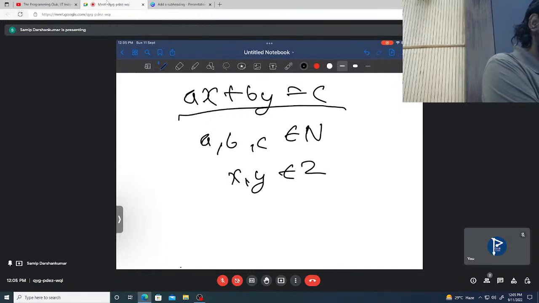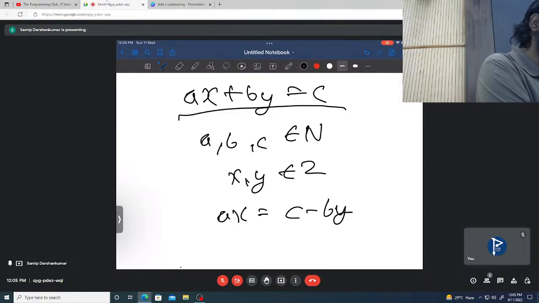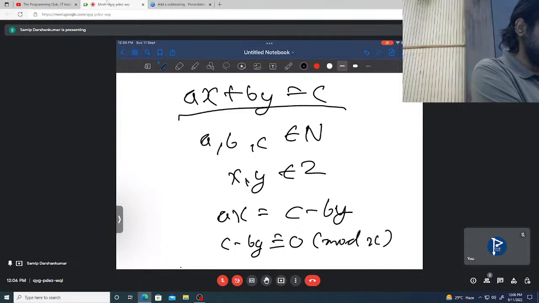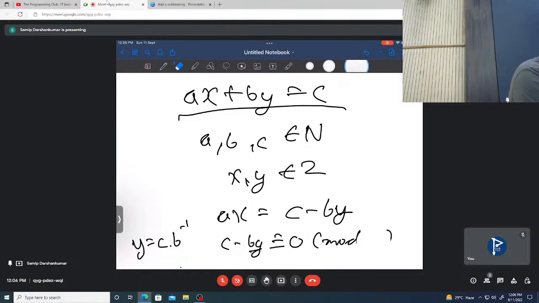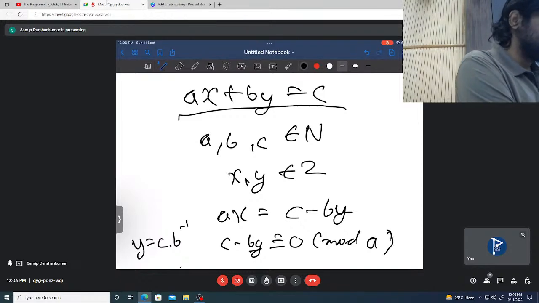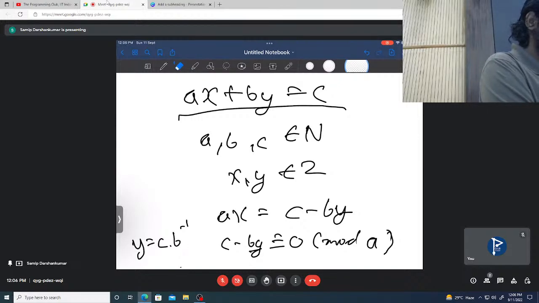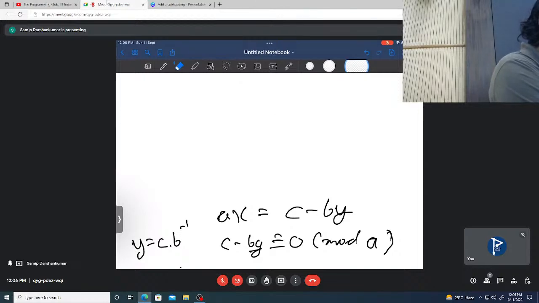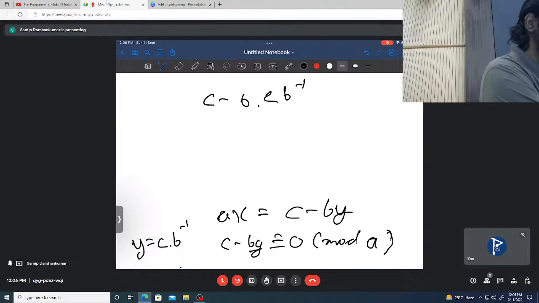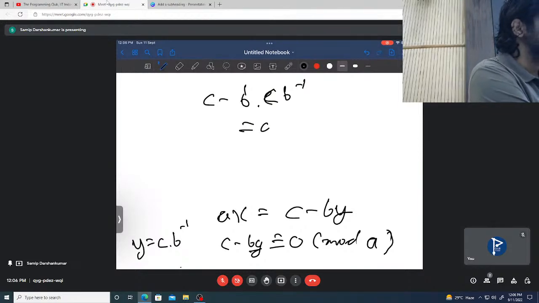So what he said was we would do it like this: AX is equal to C minus BY. Now we can say that C minus BY is equivalent to 0 mod A, if such a solution exists. And through this we can take Y equal to C into B inverse. If we put Y equal to C into B inverse, this converts into C minus B into C B inverse, where B inverse is modulo A. If we take this whole equation mod A, it would be equal to 0, as B into B inverse would be equivalent to 1.